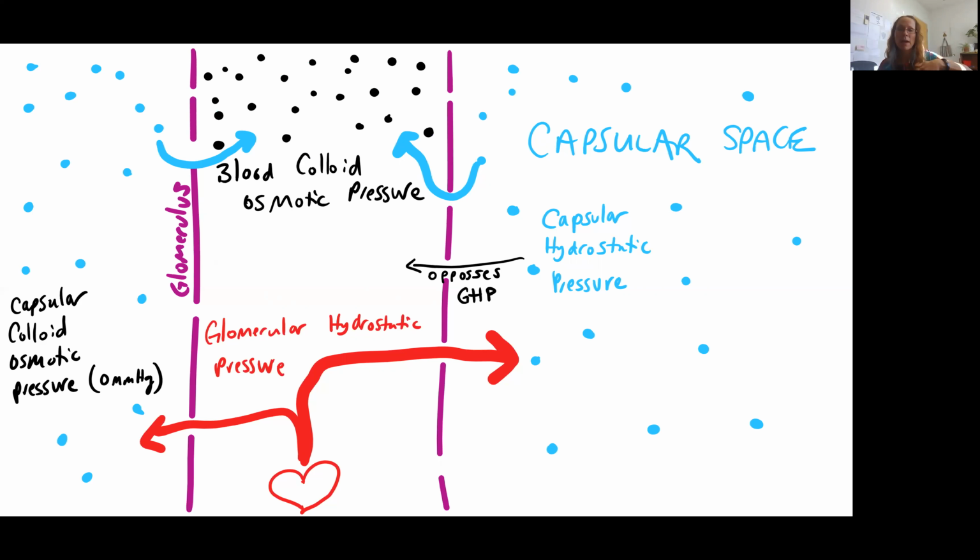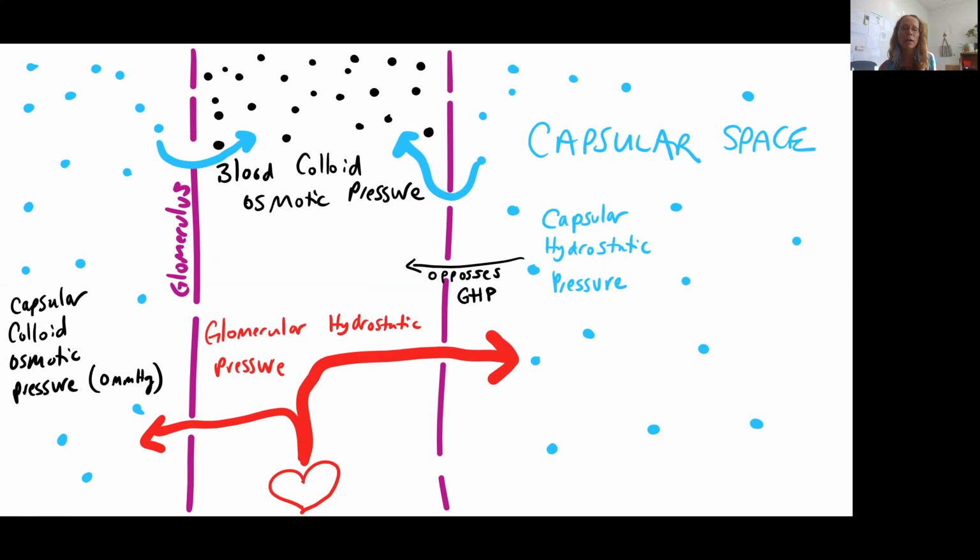Then we've already talked about, as we progress through the capillary, you start to get this concentration of those plasma proteins, creating the blood colloid osmotic pressure, which is going to pull water back in. There's a fourth pressure that can be involved, although it's typically zero. You can have what's called the capsular colloid osmotic pressure. So if you had damage to your blood vessel and you had leakage of plasma proteins into the capsular space, that could alter the filtration that would be happening here.